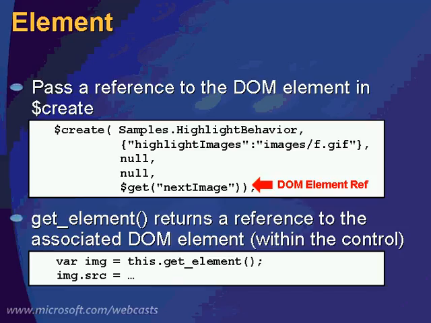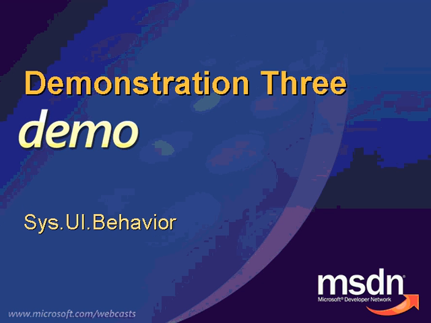So here's what it looks like. When we pass a reference to the DOM element in $create, we're essentially passing a reference to, in this case, a next image element, and we call $get to get a reference to that. Now, get_element in the lower code sample gets me a reference back to that image that we passed in. That's actually now a reference back to the next image. Then you can act upon it and do some interesting things like set its source, which is what we're going to be doing in our samples today. So let's just jump in.